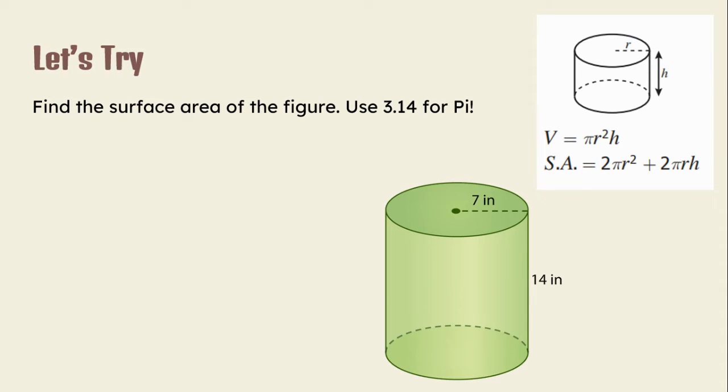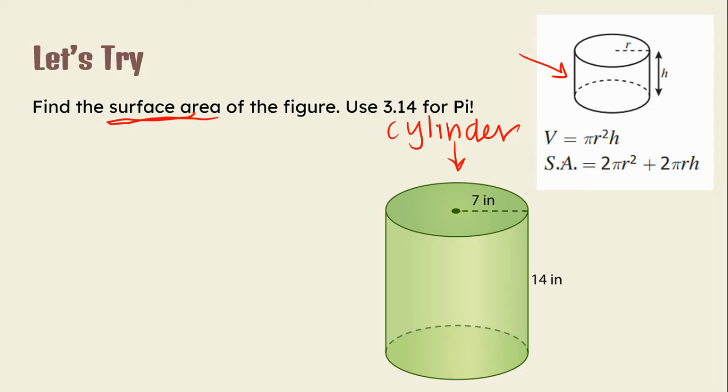So let's actually try to find the surface area of some different shapes. So here's our figure. What kind of shape is this? This is a cylinder. It's like a can, like a soup can. So on our formula sheet, there's the cylinder. And remember, we're finding the surface area.